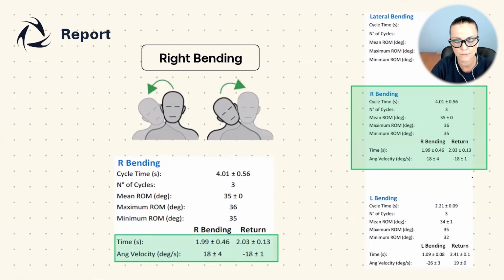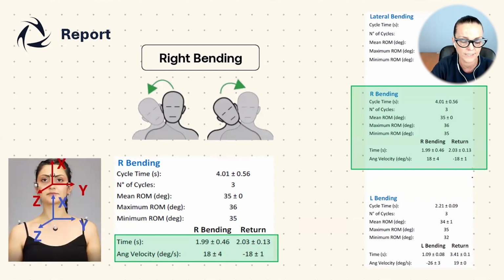Here we find the duration of each phase and the corresponding angular velocity, considered as the speed with which the head is rotating around the axis of rotation of the movement. So the positive or negative sign is linked respectively to a clockwise or anti-clockwise rotation of the head with respect to the positive direction of the rotation axis of the XYZ reference system of the head.